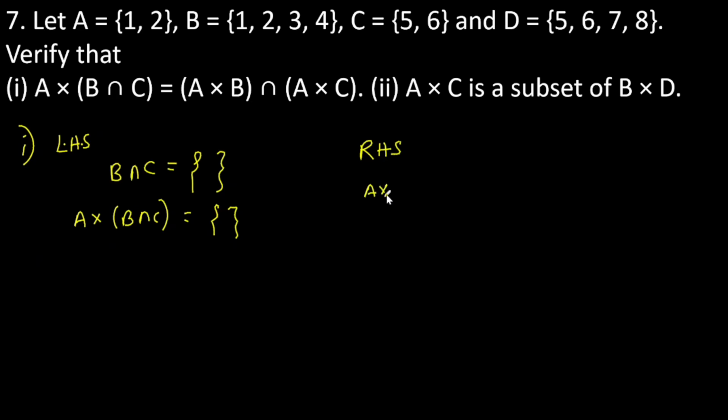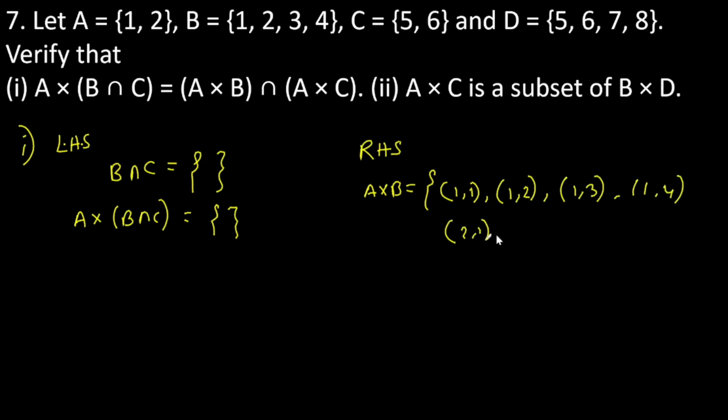So first find out A cross B. A cross B is what? A to B. So write down the elements: 1, 1, 1, 2, 1, 3 and 1, 4. Okay. Next 2, 1, 2, 2, 2, 3 and 2, 4. So these are the elements.